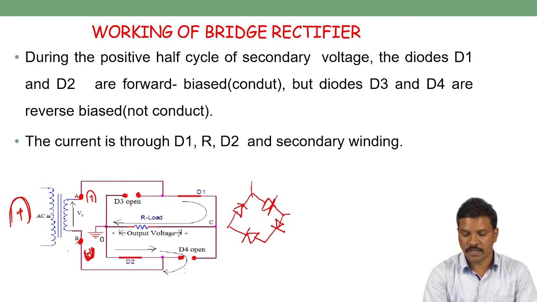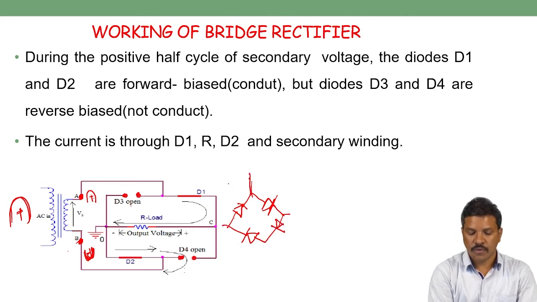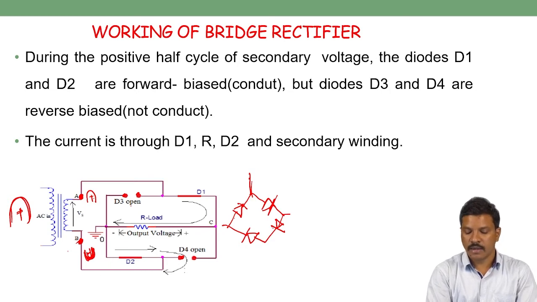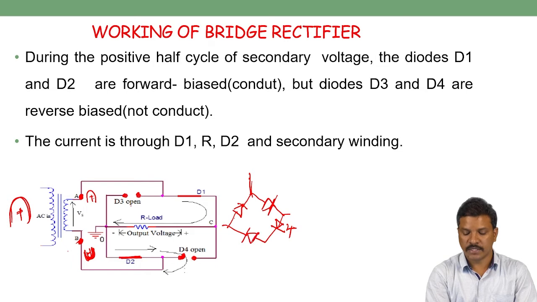The shape of the diode is like this. So during negative potential at point B, D1 and D4 are reverse biased, open circuit, and D2 is forward biased, short circuit.